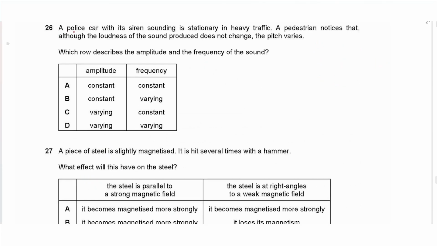Question 26 says a police car with its siren sounding is stationary in a heavy traffic. A pedestrian notices that although the loudness of the sound produced does not change, the pitch varies. So loudness does not change means that the amplitude is constant. The pitch varies means that the frequency is varying. So the answer is B.